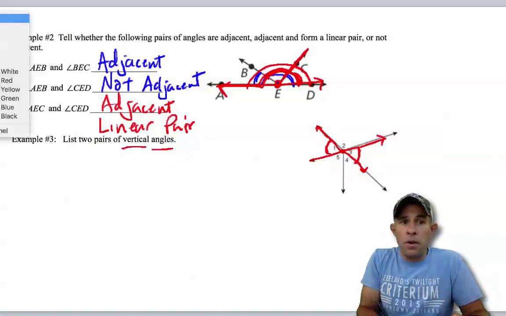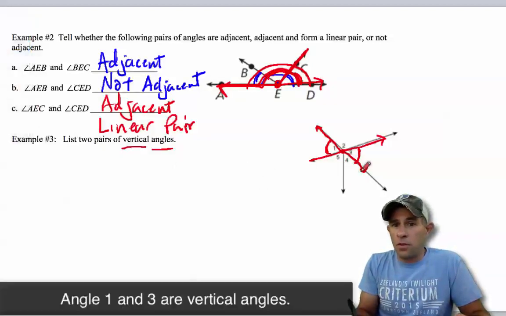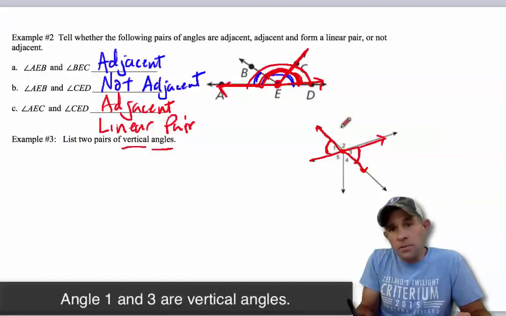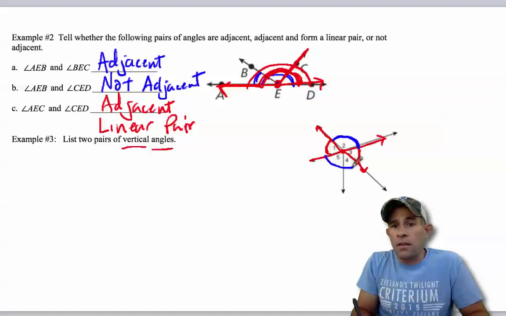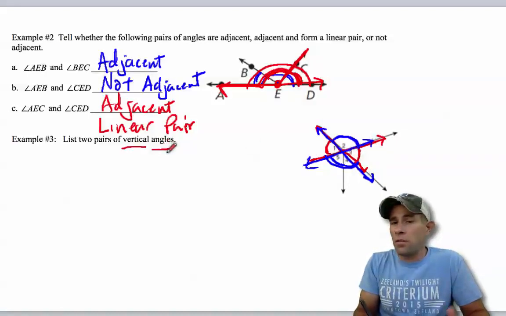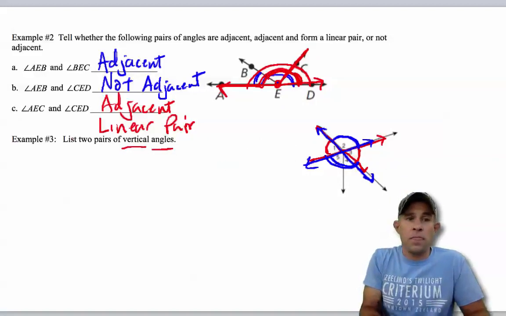Now, another pair of vertical angles from this drawing can be seen between angle 2 and this angle 5 and 4 combination here. So again, if you were to draw this 5 and 4 combination and this angle 2 here, you would see that those also form vertical angles.